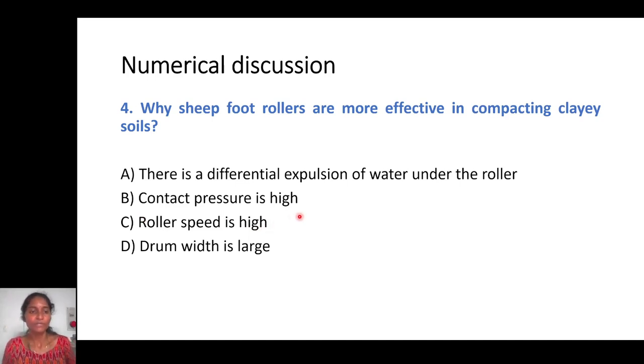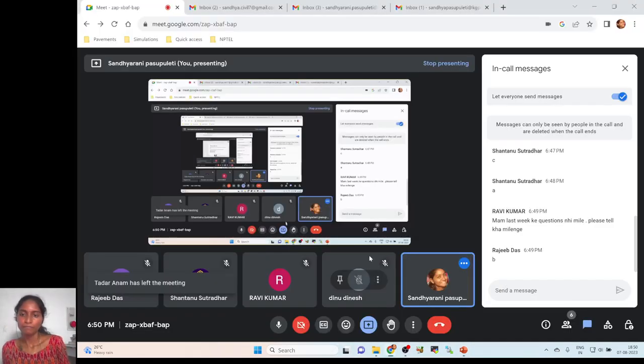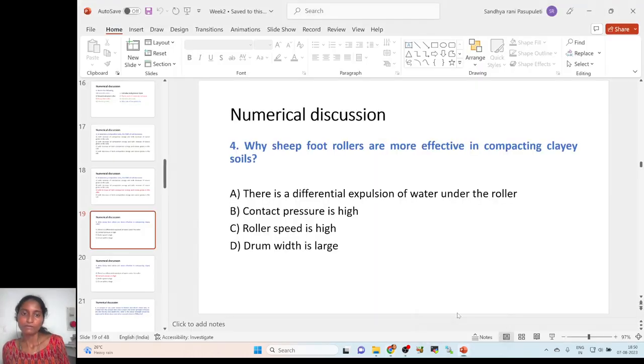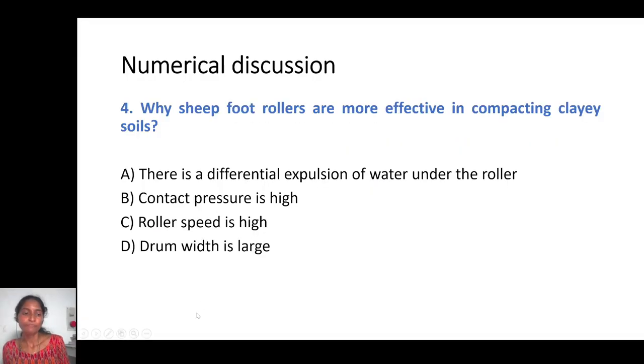So C is wrong. Drum width is large, because let us assume all the drums are of the same width I am talking about. So D I am also eliminating. So out of options A and B, which option do you think is the correct or appropriate reason for effectively compacting clay soils? Is it because of the expulsion of water, or is it because the contact pressure is high? Yes, option B, correct. Because contact pressure is high.